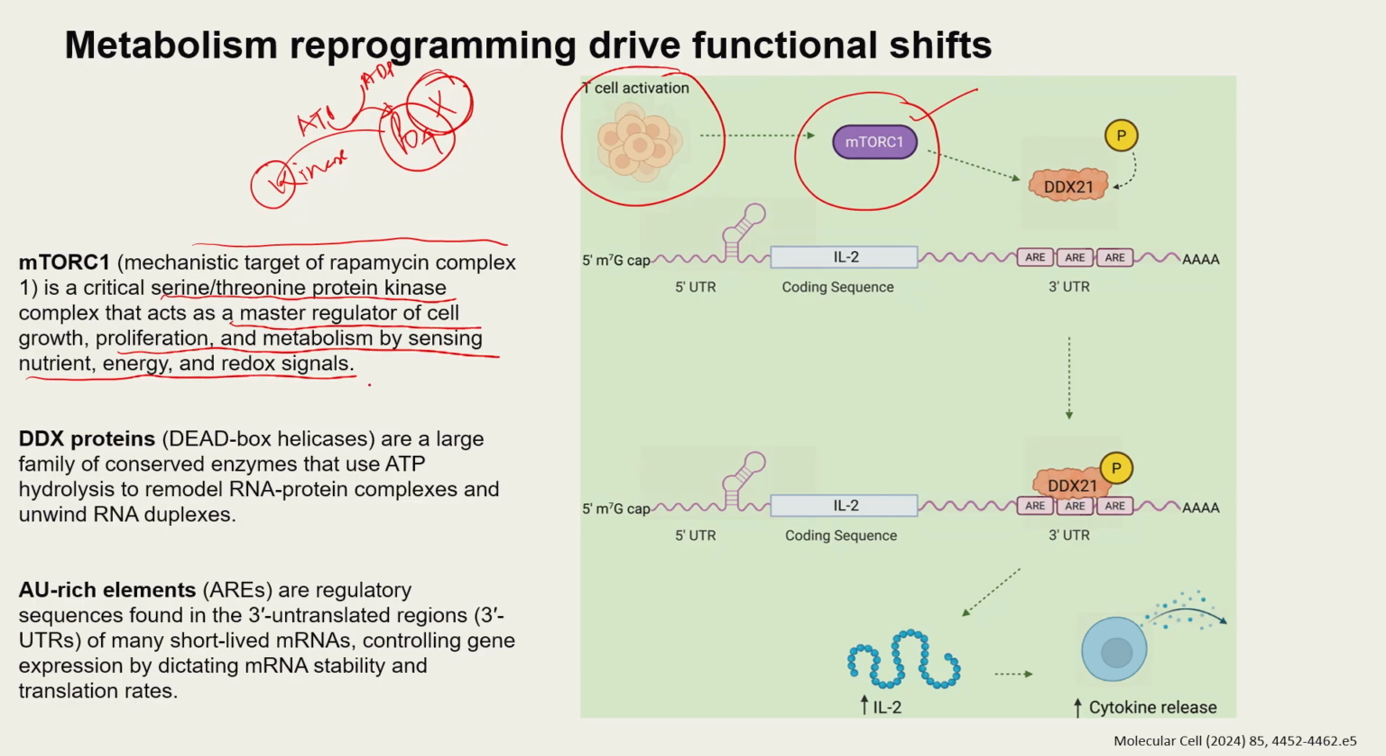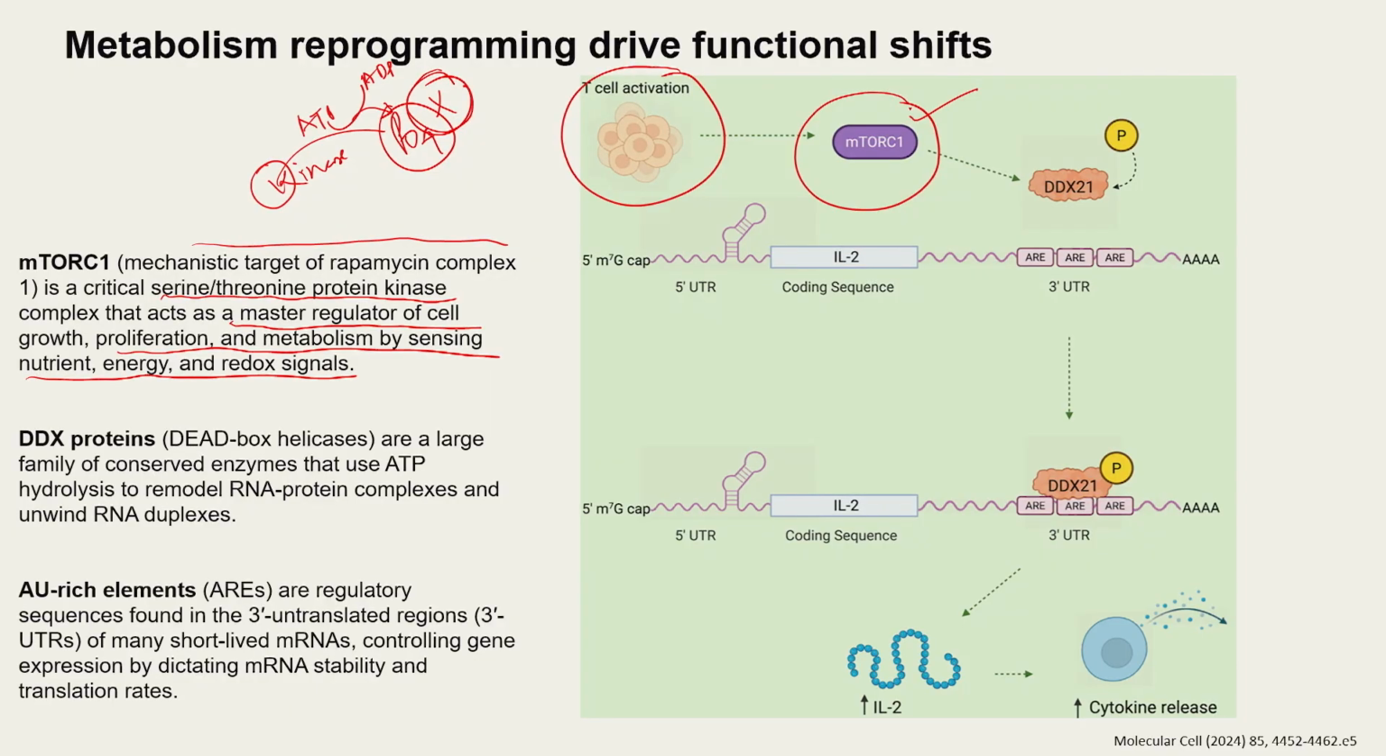So when there is a nutrition deprivation or an alteration in the nutrition status, or if there is a lack of energy such as adenosine triphosphate or any kind of glucose metabolism, we see that this mTORC1 pathway comes into the picture, where mTORC1 can phosphorylate another downstream protein. And in this example, what it does is it phosphorylates DDX21. DDX21 is a DEAD-box helicase protein.